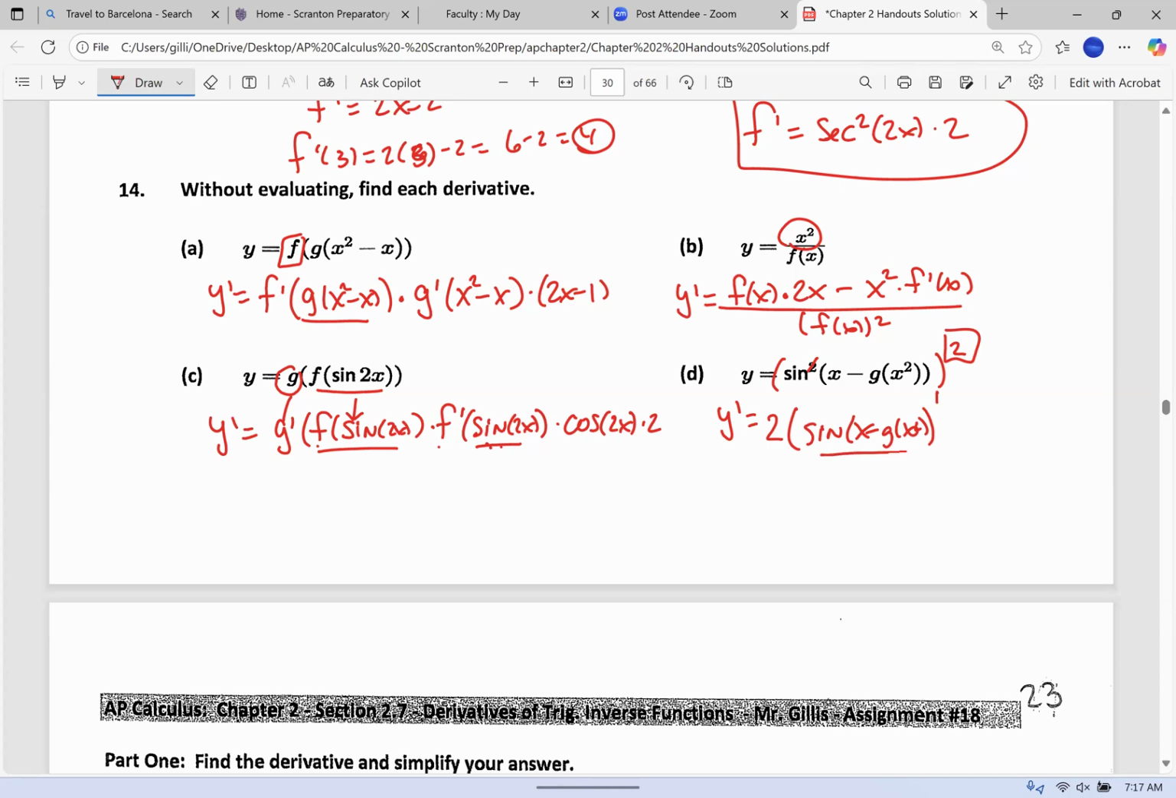And I did repeat my inside here. But now I have to times it by the derivative of the inside. So the derivative of sine is cosine. Repeat the inside. And then the derivative of the inside is parentheses 1 minus g prime of x squared times 2x. So because the derivative of sine is positive cosine, I repeat the inside, but the derivative of this inside, the derivative of x is 1, the derivative of g is g prime, repeat the inside times by the derivative of the inside.